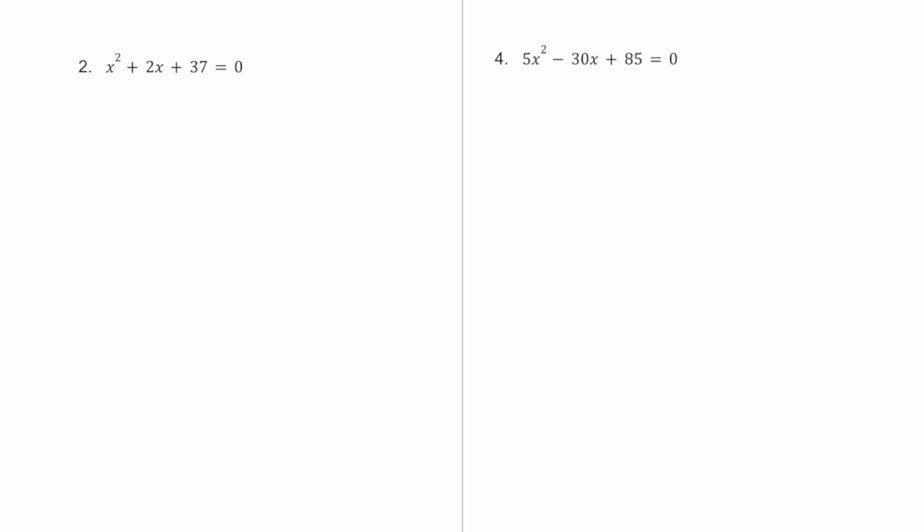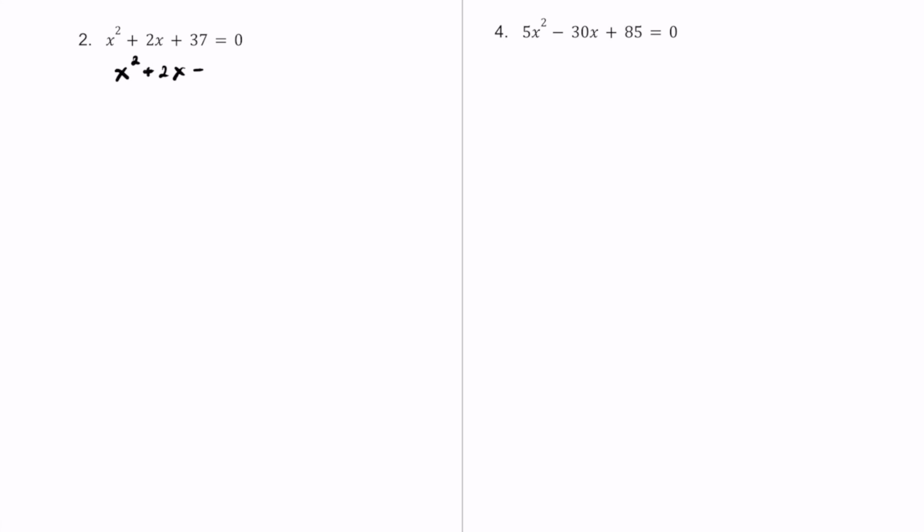Here's number 2. For number 2, we have this equation of x squared plus 2x plus 37 is equal to 0. So just like in number 1, what we're going to do first is take away 37 from both sides of the equation. So we can get the constants to the right and then our x terms to the left. If we do that, we're going to get x squared plus 2x. Let's leave some space because we're going to complete the square. And on the right side, 0 minus 37 is going to be negative 37.